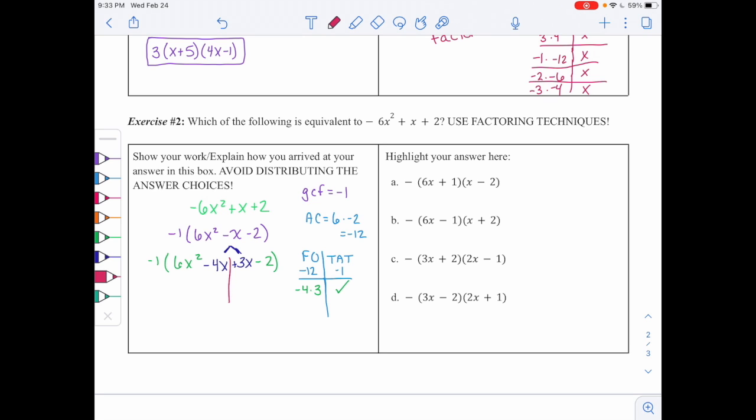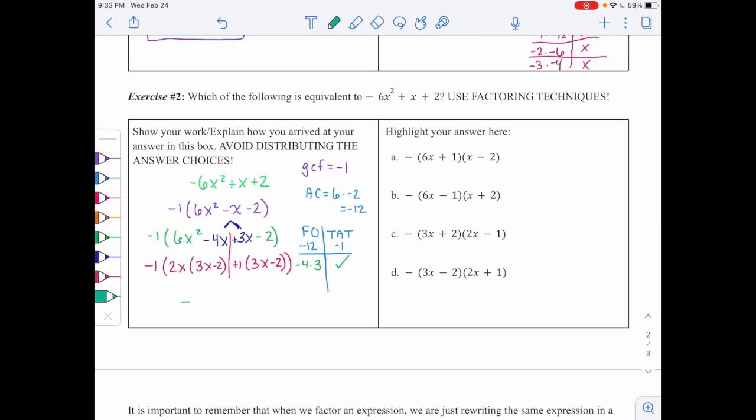Apply your factor by grouping. Bring down your GCF always. That's my left side. Here's my right side. Final answer, negative 1 times 3x minus 2 times 2x plus 1.